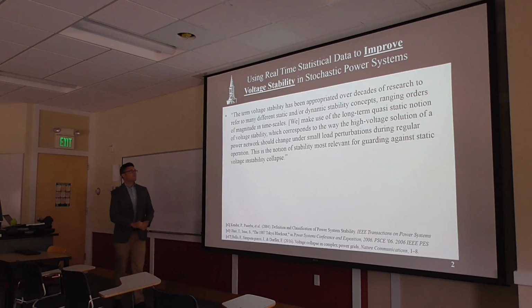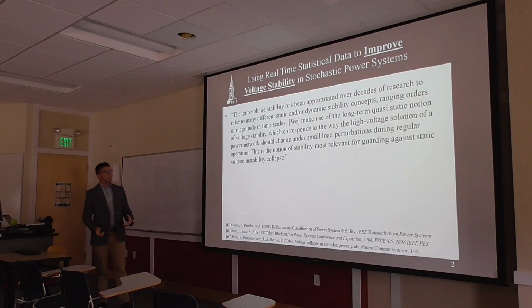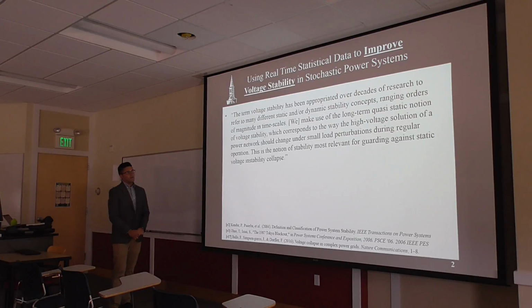So I just want to read a brief excerpt of a paper entitled Voltage Collapse in Complex Systems, which says the term voltage stability has been appropriated over decades of research to refer to many different static or dynamic stability concepts ranging orders of magnitude and timescales. We make use of the long-term quasi-static notion of voltage stability, which corresponds to the way the high voltage solution of a power network should change under small load perturbations during regular operation. This is the notion of stability most relevant for guarding against static voltage instability collapse.